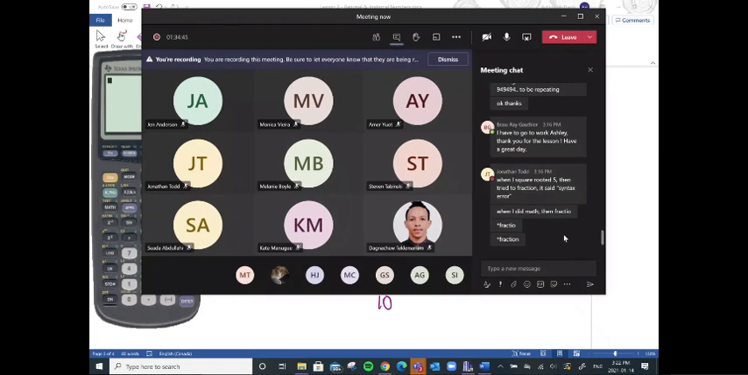Okay. Any questions, anyone? And I'll show you how to reset your calculator, because sometimes if things mix up on there, and we get into graphing too, sometimes the calculators glitch out a little bit and we just have to reset them.